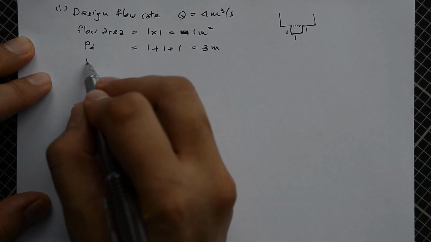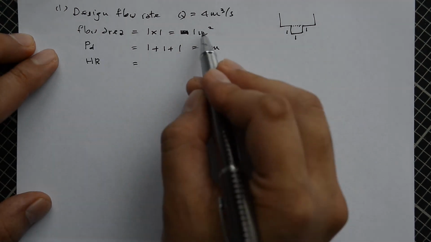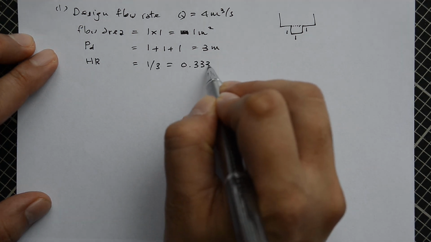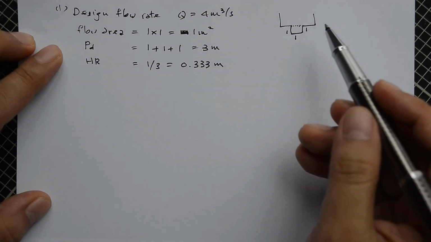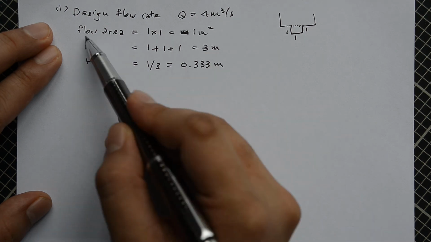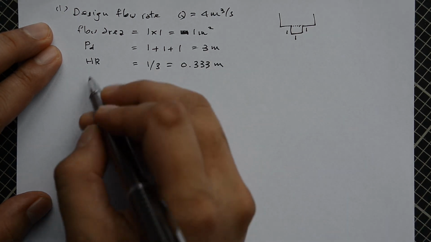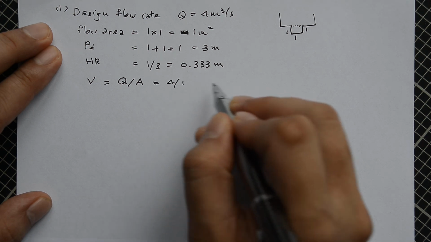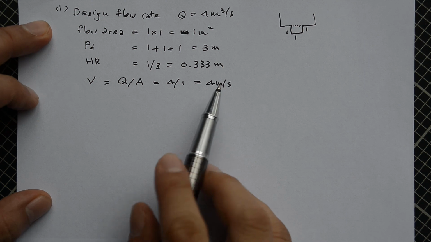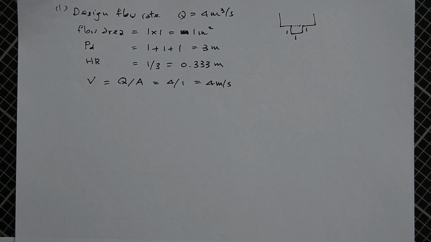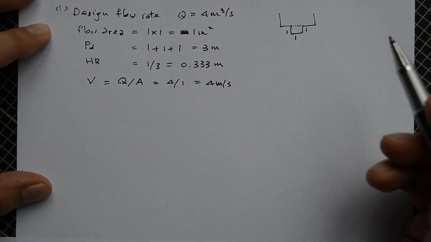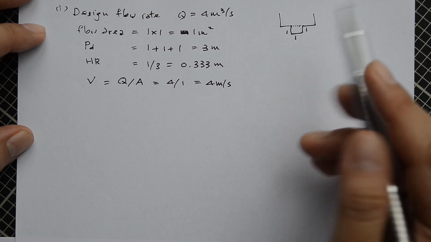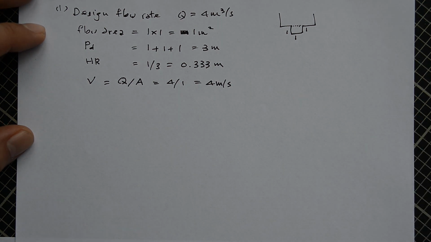Therefore the hydraulic radius, by definition, is the flow area divided by the wetted perimeter, equal to 1/3, which is 0.333 meter. Now we know the flow rate is 4 meter cube per second and the flow area is 1 meter square. Therefore the velocity is equal to Q divided by A, 4 divided by 1, equal to 4 meter per second. This velocity is a little bit fast and may induce erosion for the sewer, unless we provide a hardened surface, a better surface treatment, so that we can minimize the surface erosion. It's also practical for some situations.